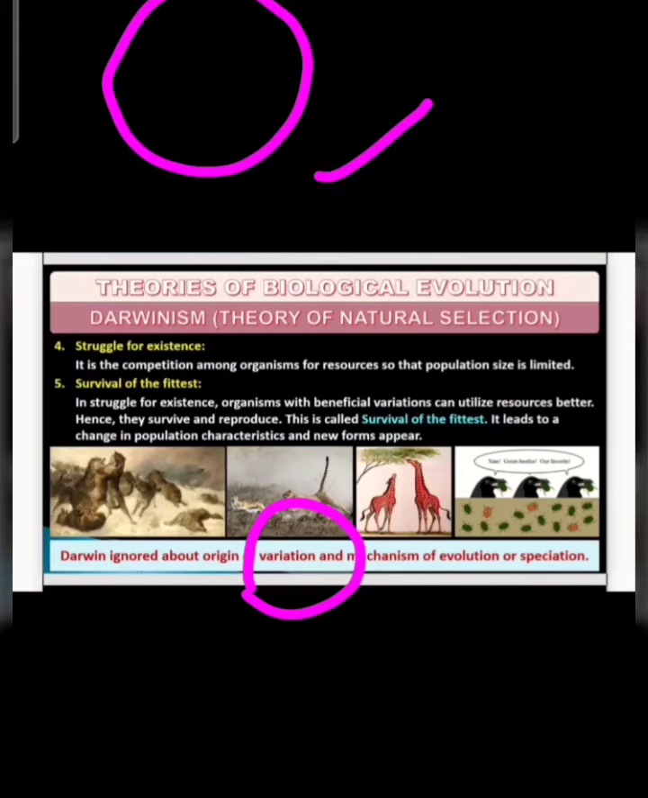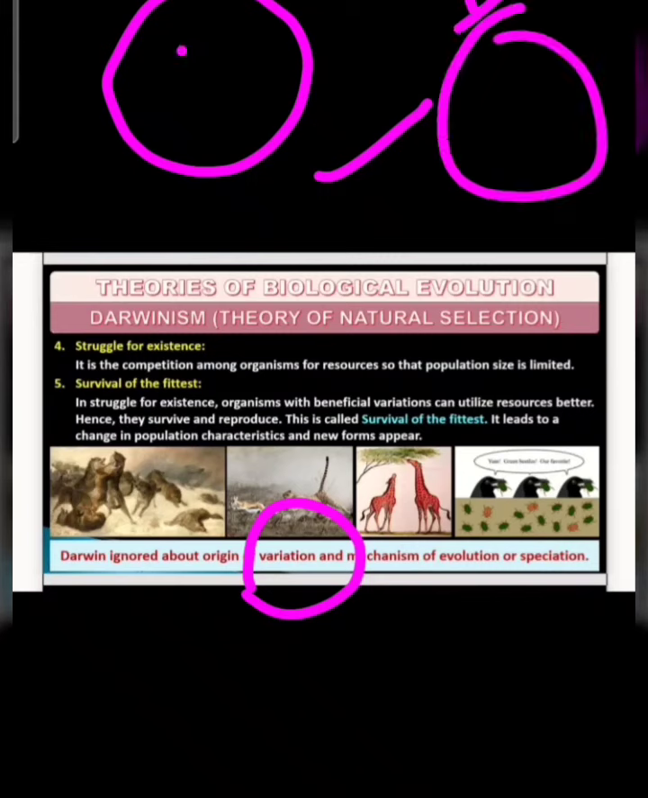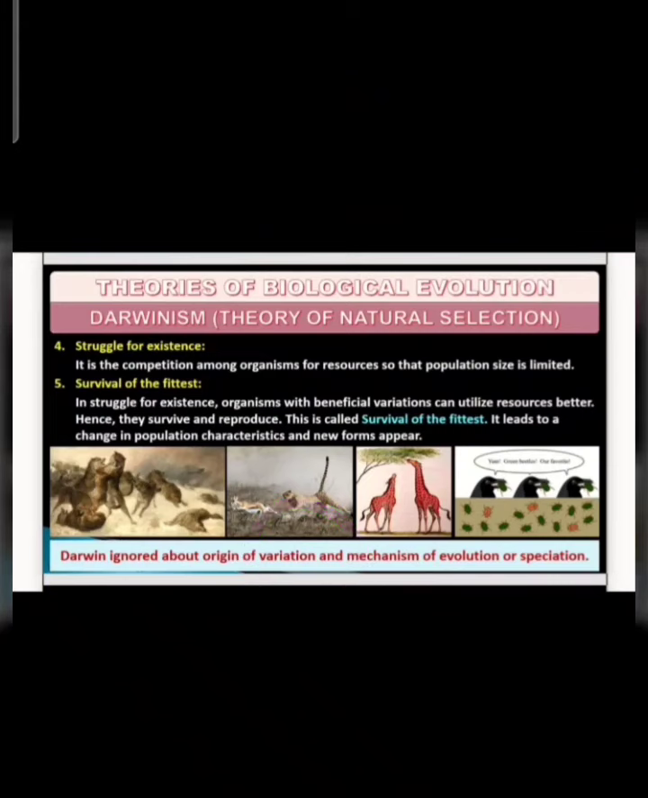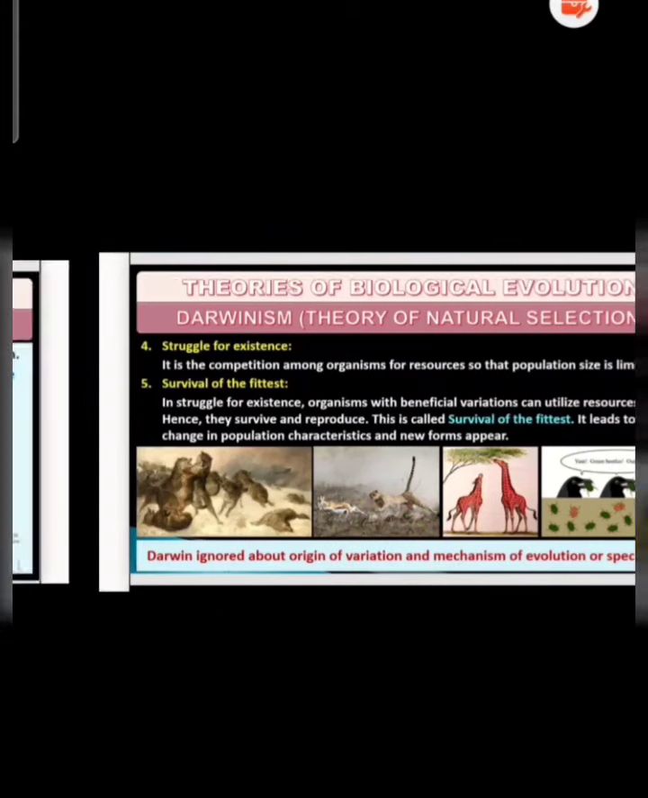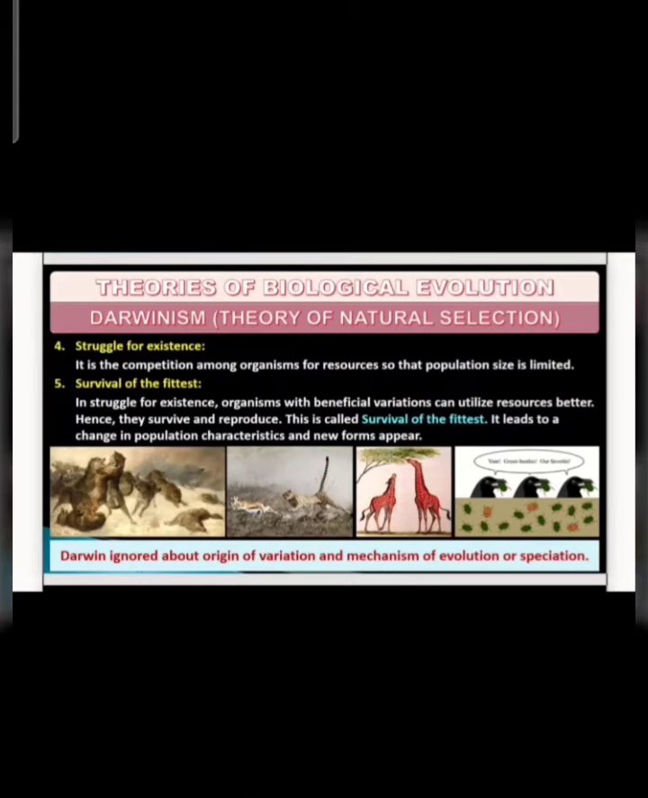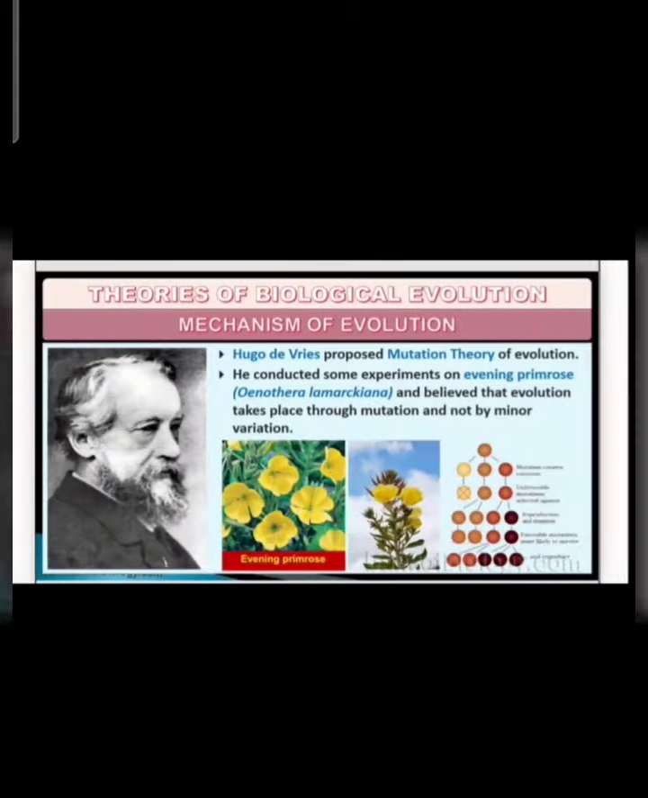Now, bacteria of one type in colony A and in colony B: the bacteria in colony B are stronger than those in colony A. So they got adapted to that environment. So what is the mutation, or what made that bacteria survive in that new environment? Genetically, how does it become strong? That variation he ignored. The mechanism of evolution or speciation he also ignored.